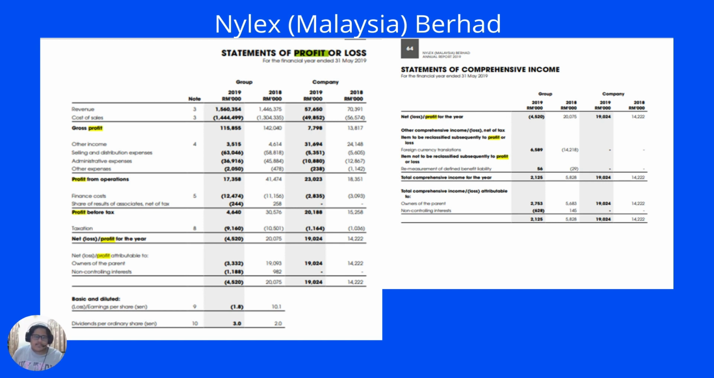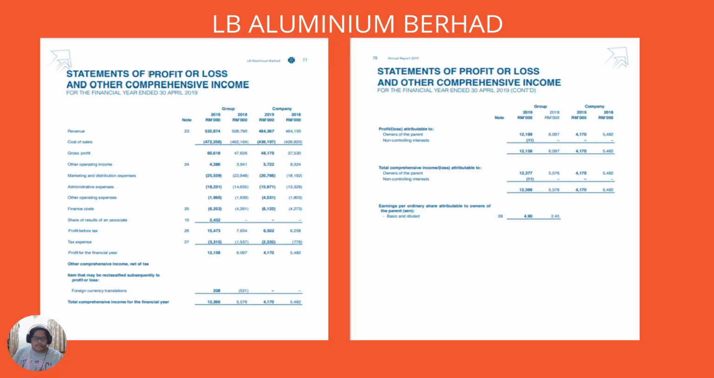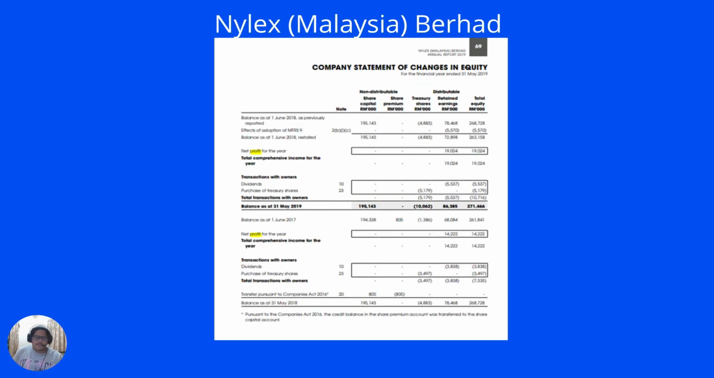Okay, this is an example of the statement of profit or loss. You can see the example for NYLEX. For NYLEX, the statement of profit or loss closed at 31 May 2019. And for LB Aluminium, it closed at 30 April 2019. This is an example of the LB Aluminium statement of profit or loss.